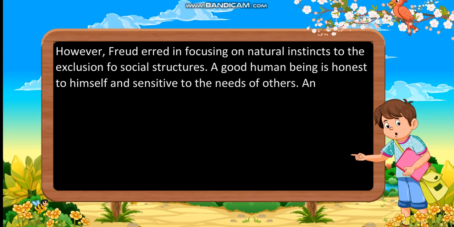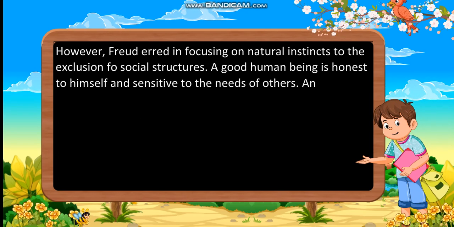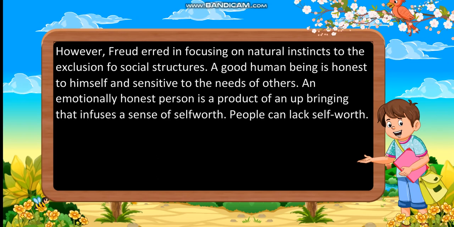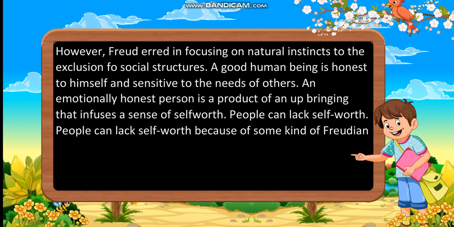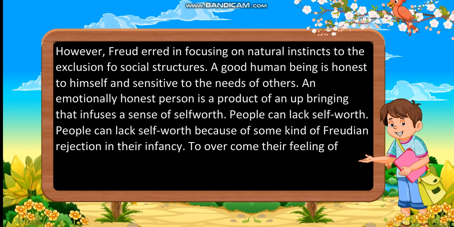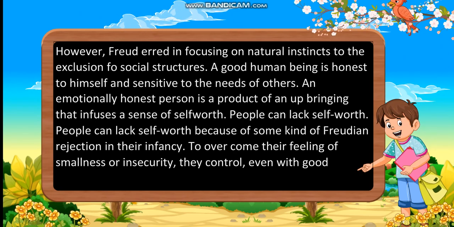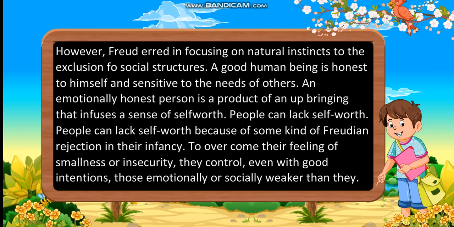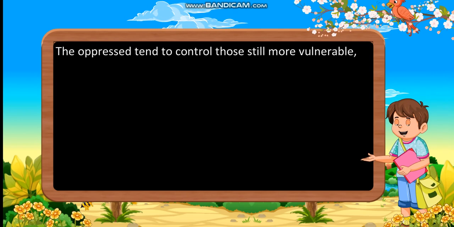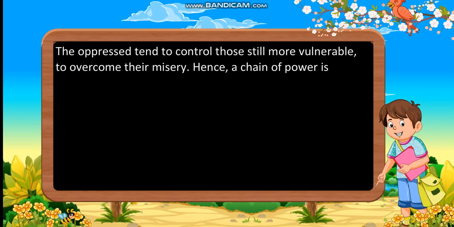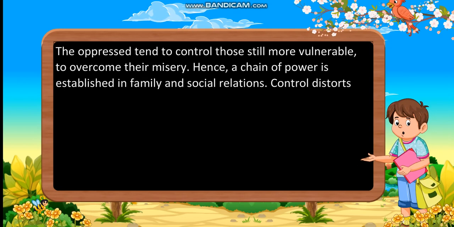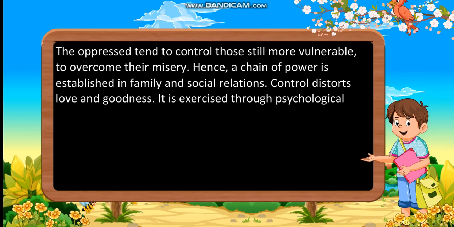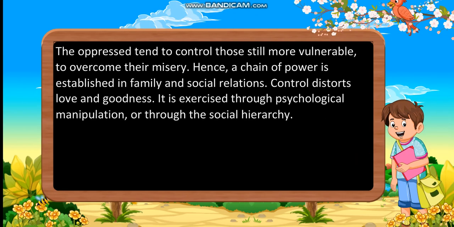A good human being is honest to himself and sensitive to the needs of others. An emotionally honest person is a product of an upbringing that infuses a sense of self-worth. People can lack self-worth because of some kind of Freudian rejection in their infancy. To overcome their feeling of smallness or insecurity, they control, even with good intentions, those emotionally or socially weaker than they. The oppressed tend to control those still more vulnerable to overcome their misery. Hence, a chain of power is established in family and social relations. Control distorts love and goodness. It is exercised through psychological manipulation or through the social hierarchy.